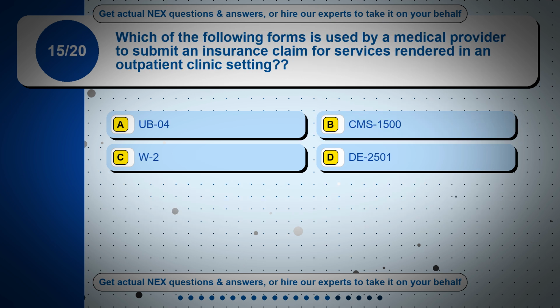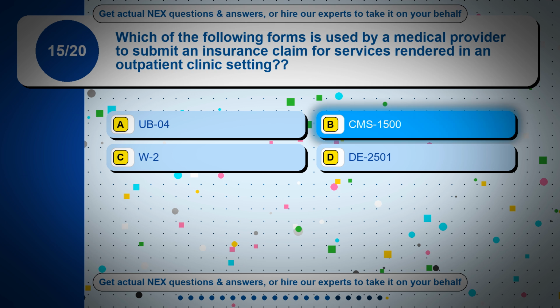Question 15. Which of the following forms is used by a medical provider to submit an insurance claim for services rendered in an outpatient clinic setting? Option A, UB-04. Option B, CMS-1500. Option C, W-2. Option D, 2501. The correct answer is option B.